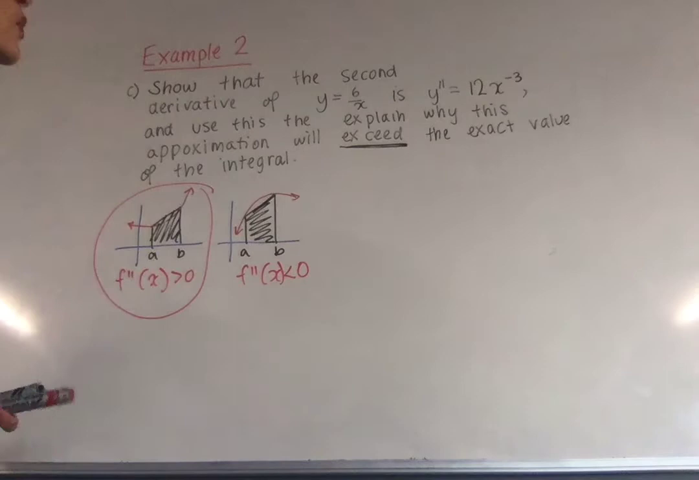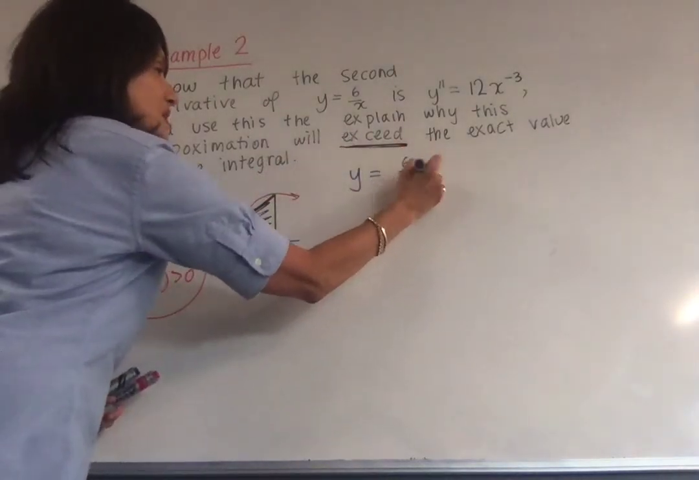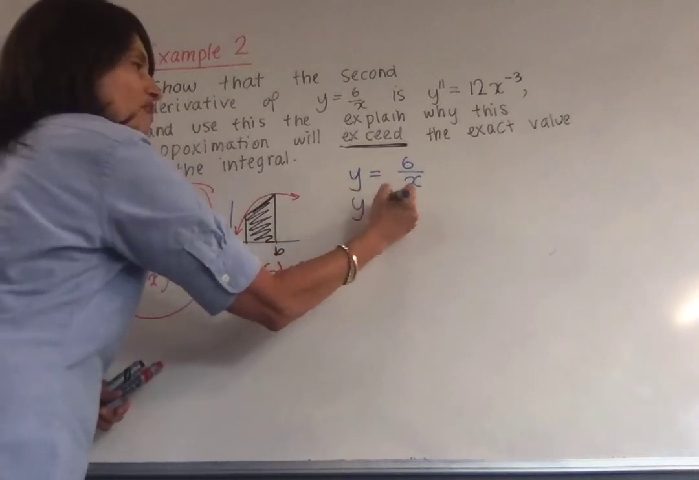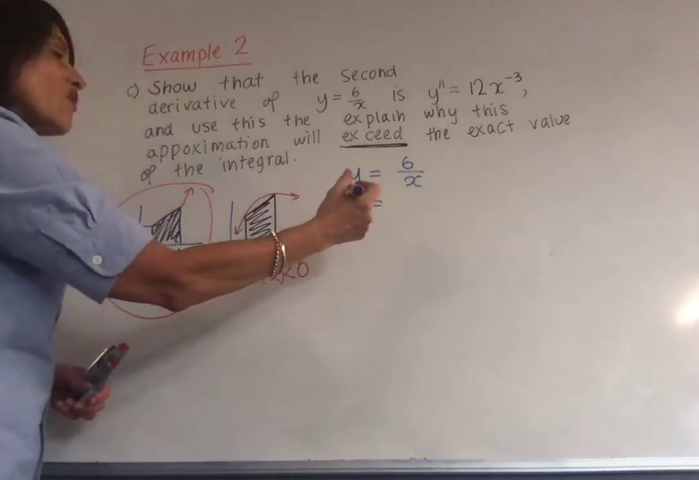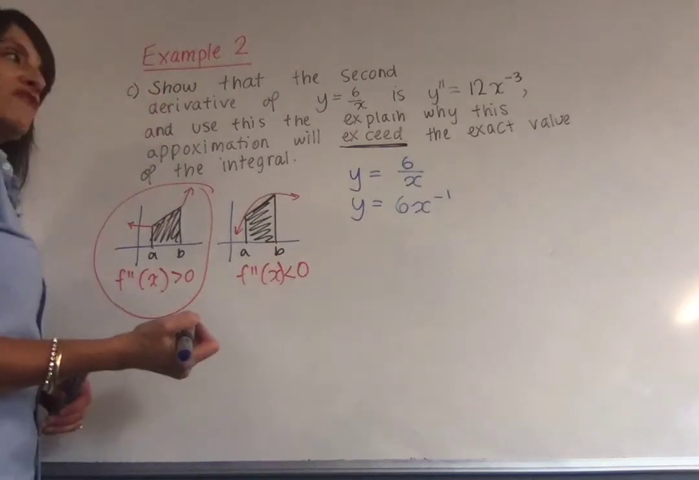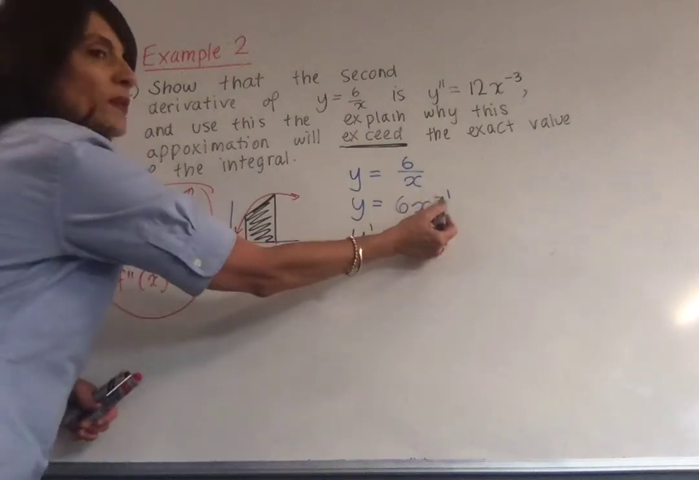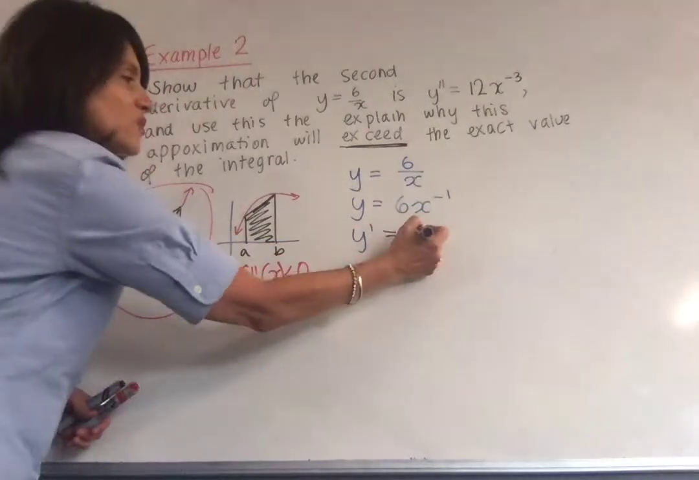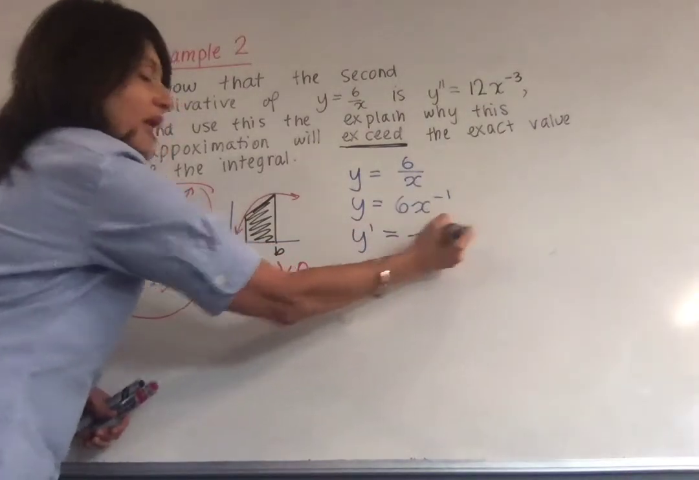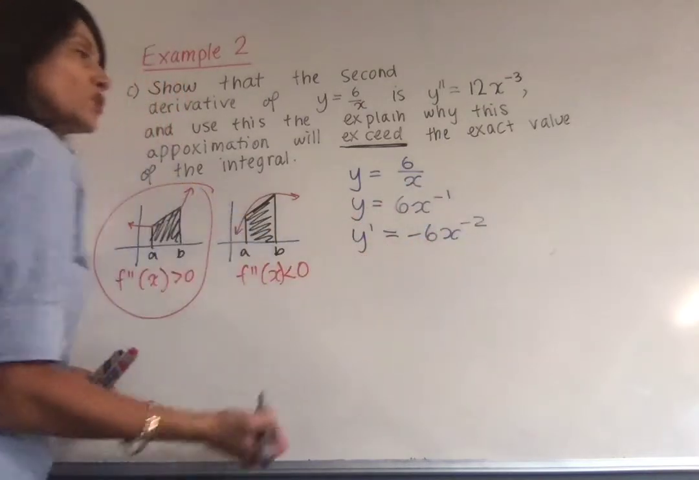So let's have a look at, if we start with this function y equals 6 on x, another way we could write that using our knowledge of negative indices, we could rewrite that as 6x to the power of negative 1. Now if we differentiate and find y dash, we bring 1 down to the front, so this becomes negative 6x, and we're going to take 1 off the indices, so this becomes negative 2.